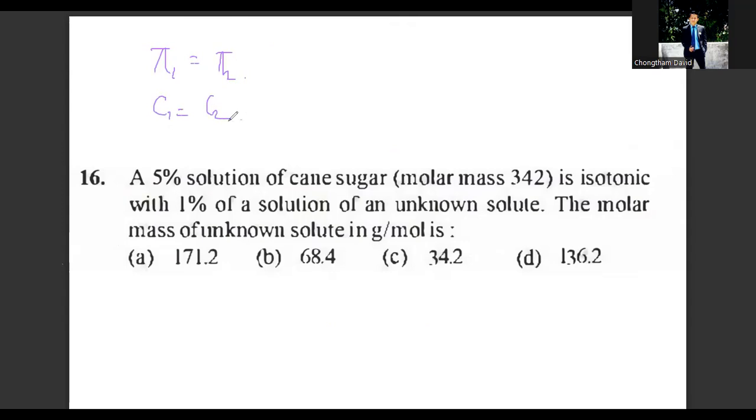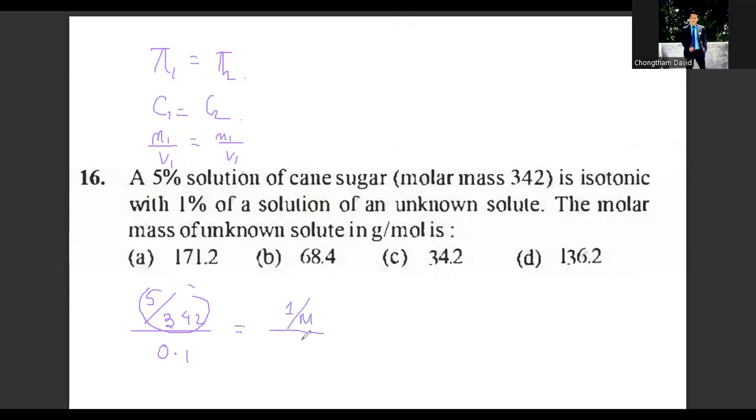Now, how do you write concentration? This is in fact mole per liter, in terms of molarity. So now use this equation and find out the answer. 5 by 342, this is the mole. Mole means weight by molar mass. 342 is the molar mass of the sugarcane. We are given the volume, so it would be 0.1 because of 1 percentage, and 1 by molar mass.